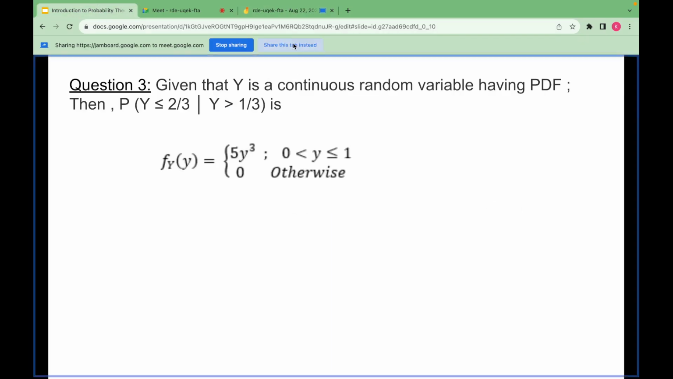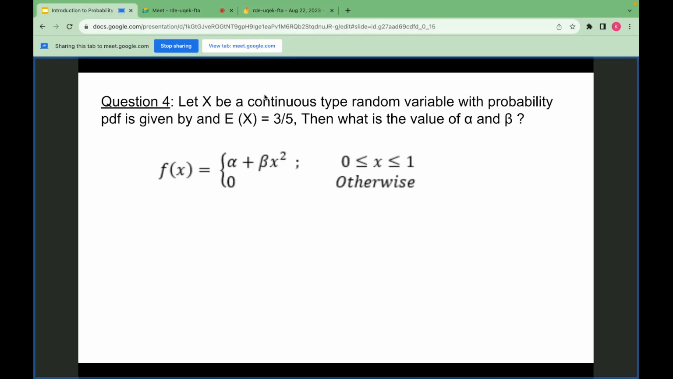So now we move to the next question. Here we are given that x is a continuous random variable with the probability density function given in the expression, and we are given the expected value of random variable x, and then we need to find the values of alpha and beta. So try to solve this question. This is an easy one. I will give you 2 minutes.